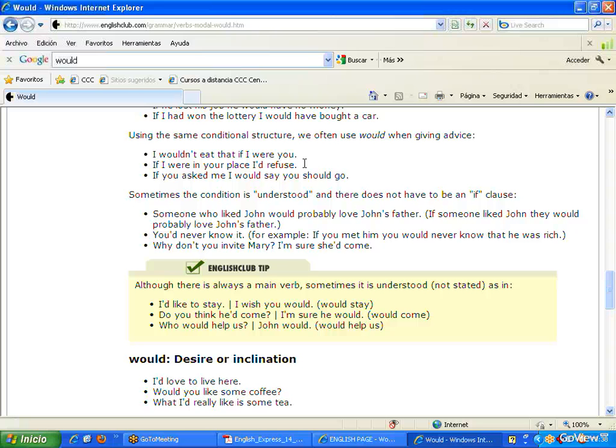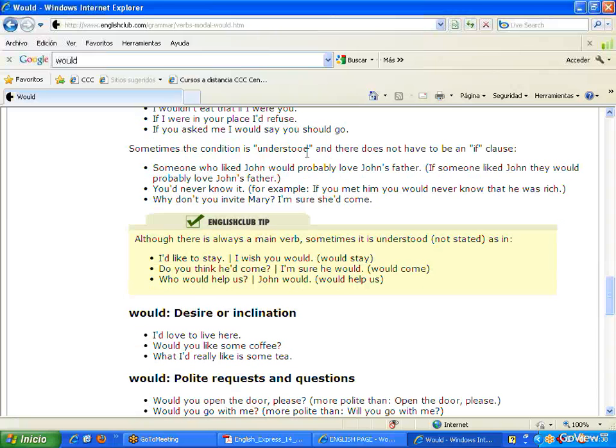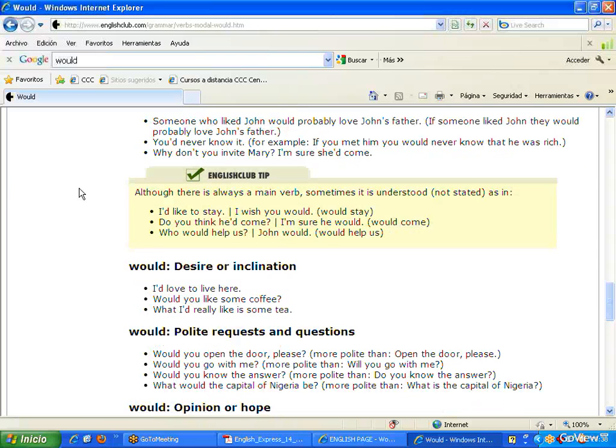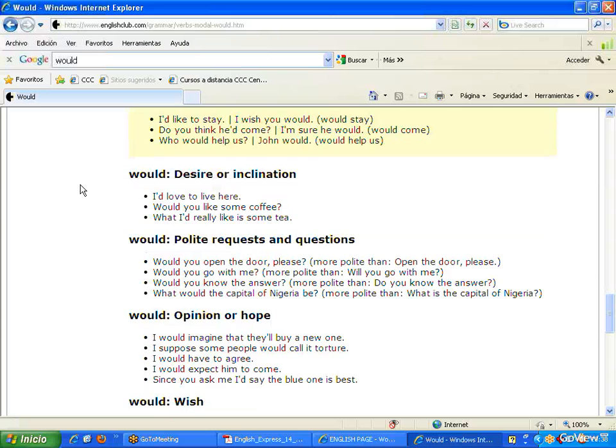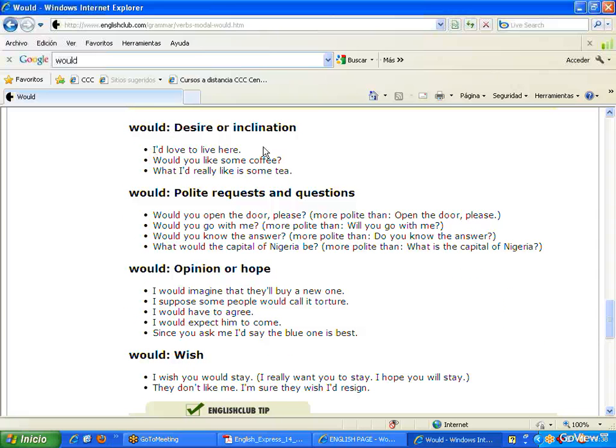Okay, now would, desire or inclination. Would, polite requests and questions. Would, opinion or hope. Would, wish. Okay, so these are important too. Okay, I would love to live here. I mean it's a statement. I would love to live here.